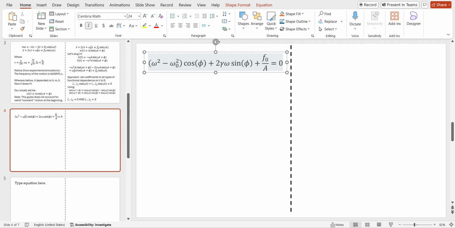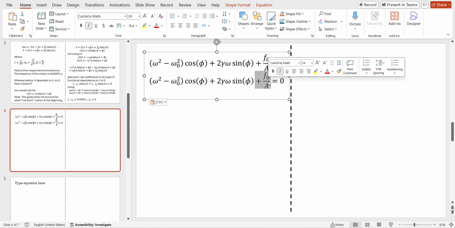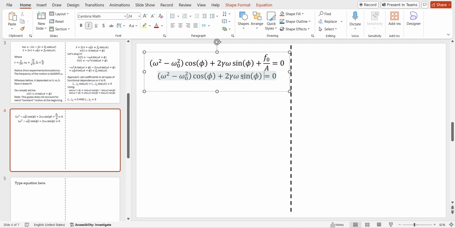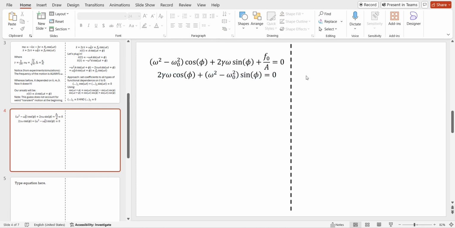And the other one's going to be, you know what, just copy paste it. It's going to be kind of similar. It's going to be the same thing without this f naught over a term. And this is going to go here, and this is going to go there. These are our two equations. So go ahead, write those down.